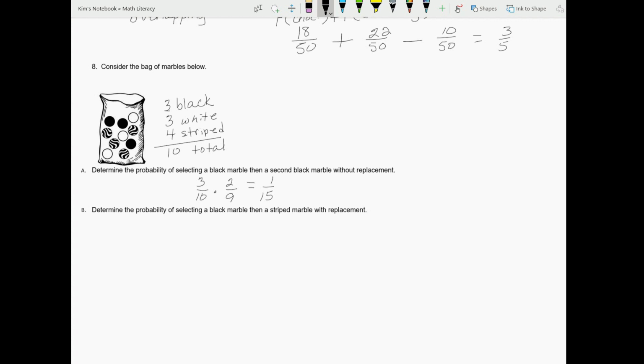And problem B, here, determine the probability of selecting a black marble, then a striped marble with replacement. All right. If I'm replacing them, I'm going to have the probabilities both out of 10. Probability that it's black is 3 out of 10. Probability that it's striped is 4 out of 10. And remember, I'm wanting both of these to happen. Again, my problem doesn't come right out and say the word and, but I could easily stick it in there. Determine the probability of selecting a black marble and a striped marble with replacement. So this is going to give me 3 out of 25 for my answer.